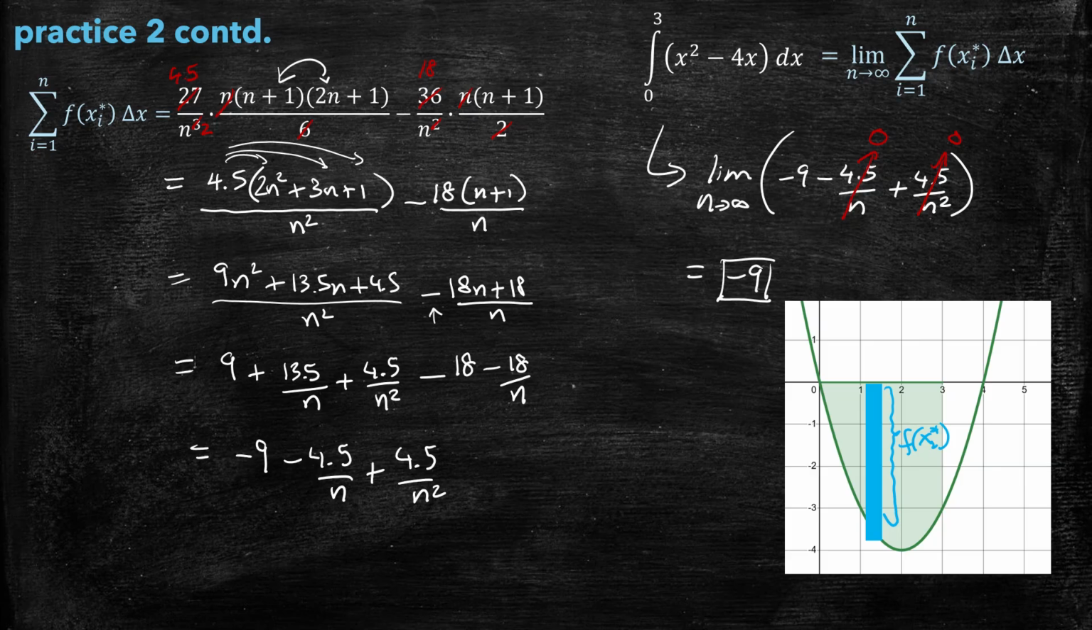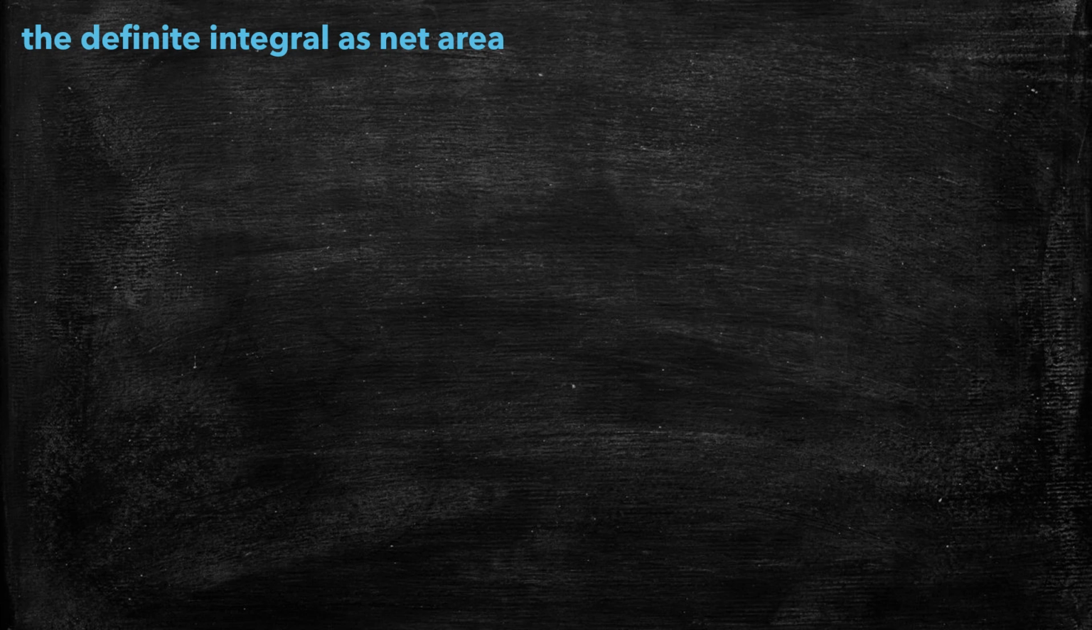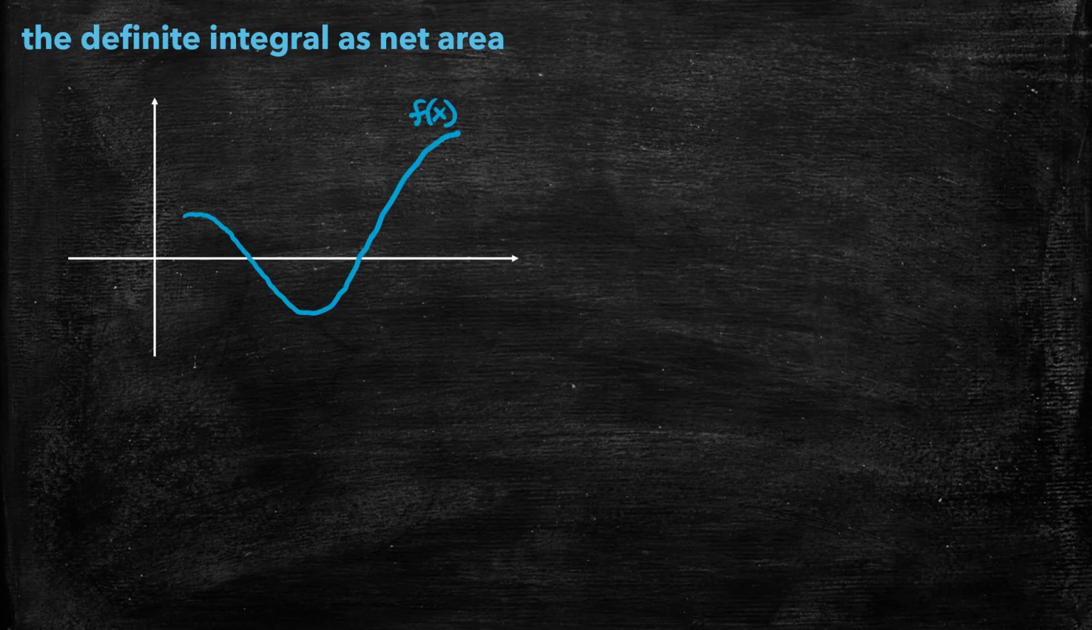But bear in mind, area is always positive, but if a function dips below the x-axis and takes on negative values, then the definite integral will be recorded as being the negative value of the area. So we'll conclude this video by just establishing that the definite integral is really net area rather than just loosely being defined as the area under the curve. So let's just clarify what that means.